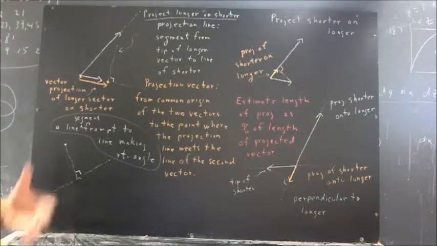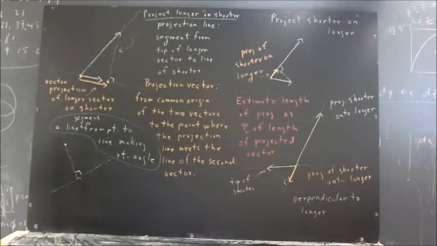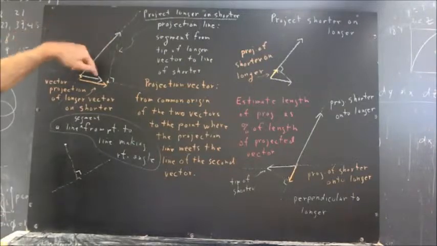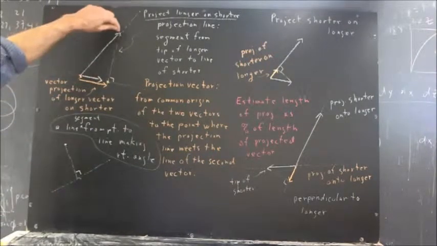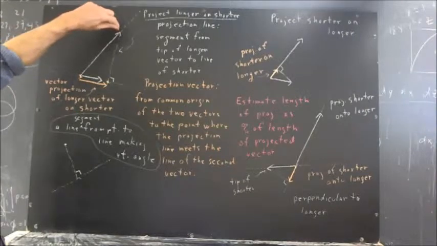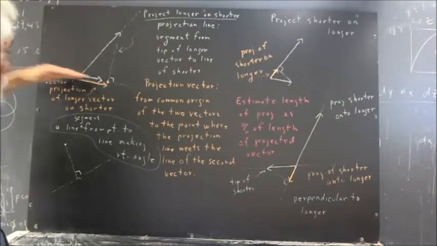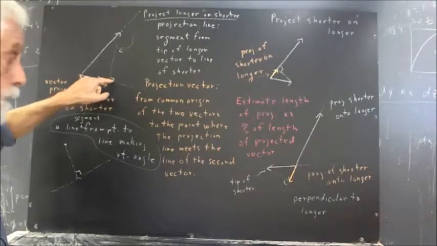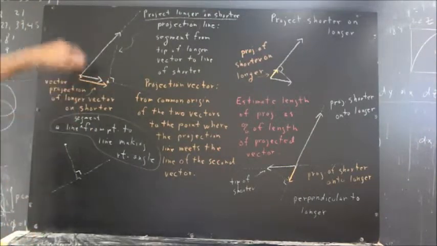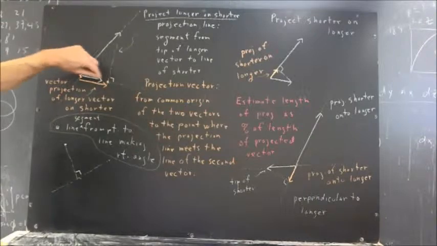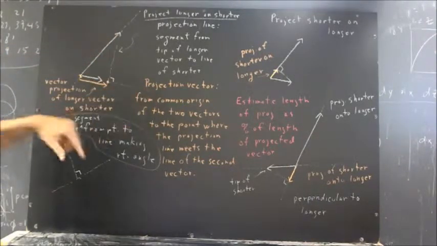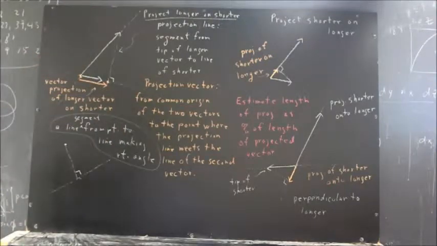Previously, we saw how to project one vector onto another. We projected the longer of these two vectors onto the line of the shorter by drawing a line segment from the tip of this vector to the line of the shorter at a right angle. And our projection vector then was from the common point of the two vectors to the point where that projection line reaches the line of the second vector.